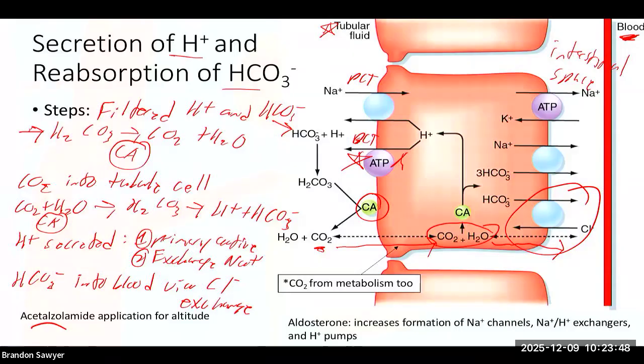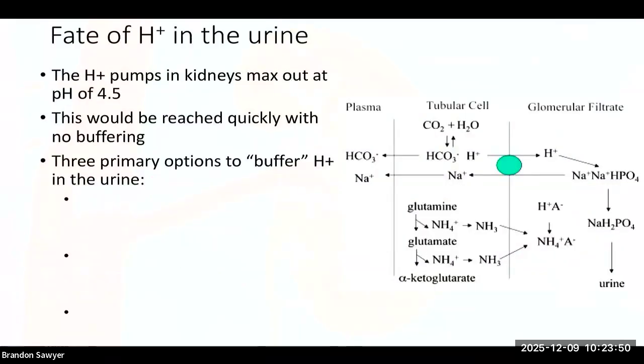All right. So what happens then afterwards? Okay, so we're pushing that hydrogen back into the urine. Well, those hydrogen pumps in the kidneys we were just talking about max out at a pH of about 4.5, which is not that strongly acidic for our urine. So this would be reached quickly if we didn't have the hydrogen ions bind to something in the urine. So we need to have some buffering that happens in the urine so we don't build up hydrogen ions too much, so that we can't push any more into the urine.